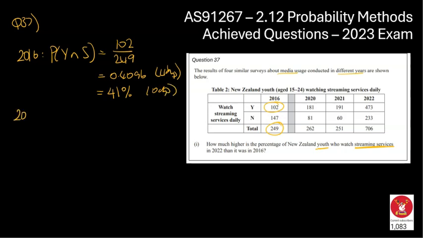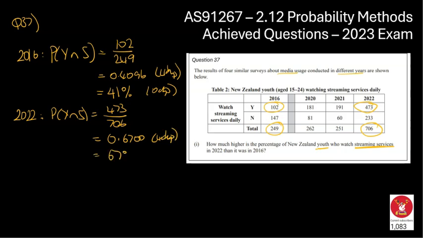So I've got that. Let's now find the 2022 number, because it's asked for the difference between these two. So for 2022, we've got 473 youth out of the 703 in total. So the probability of youth and streaming in 2022 was 473 over 703. Putting that into a decimal, I'm getting 0.6700, that was the 4 dp rounding. And timesing that by 100, 67%.